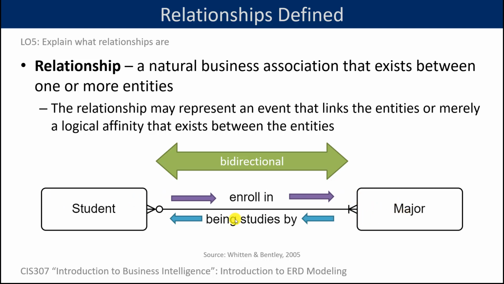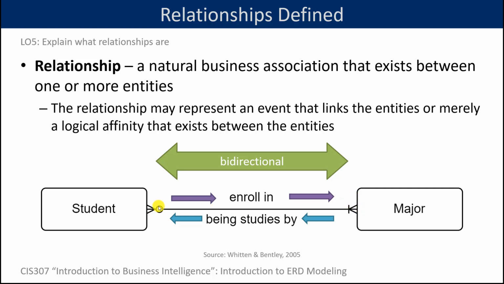And if you explain the relationship between majors and students going that way, you can say that majors are being studied or being selected by students. So this is the relationship that exists between students and majors. And obviously this relationship is relevant for business purposes. It's relevant for running a university because we want to know who our students are and what kind of fields they major in. So this line represents a natural business association or relationship between students and majors. Now you see something at the ends of this line. This is something called cardinality.